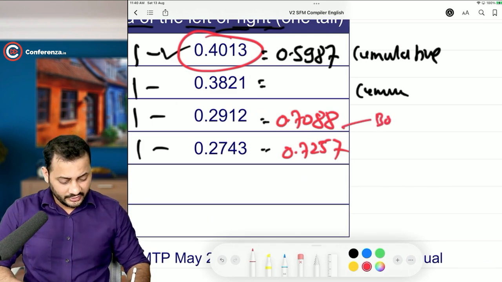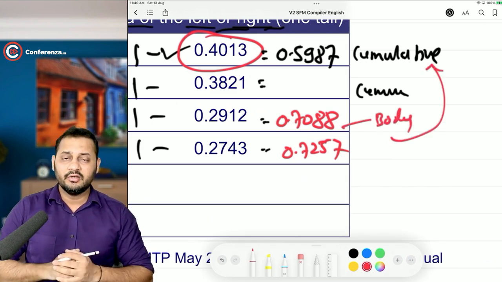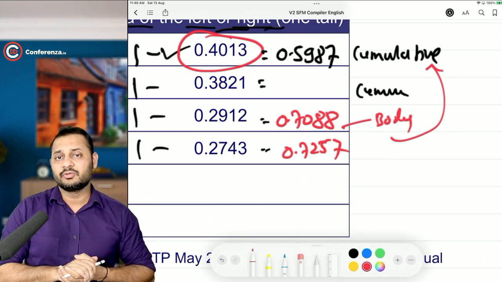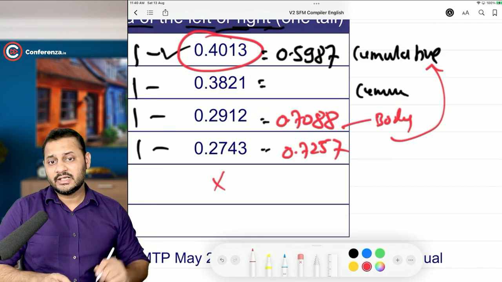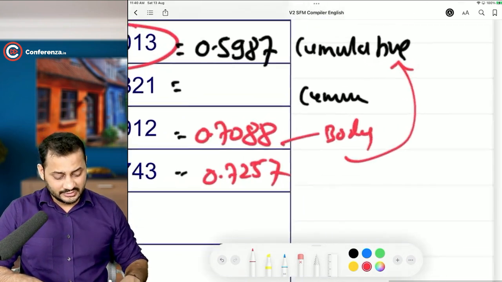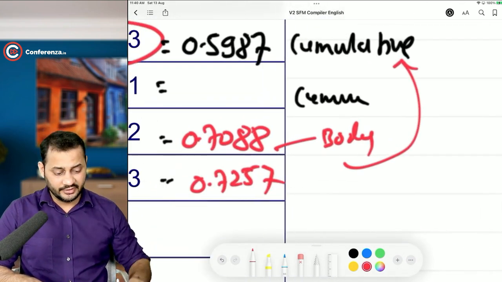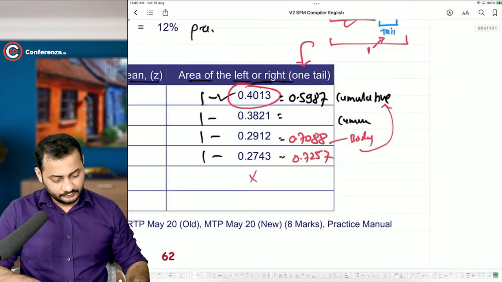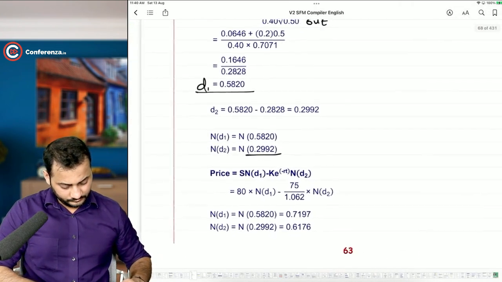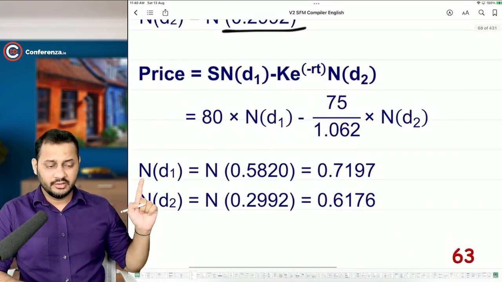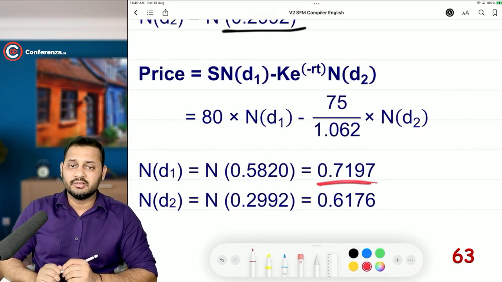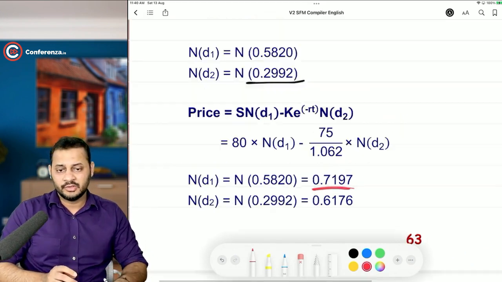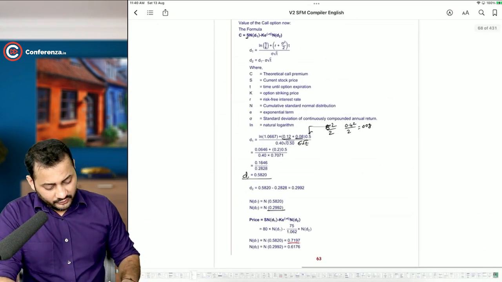These are the body values or the cumulative values that we normally keep in the Black-Scholes model. This is not what we use. So you will realize that when you interpolate this, the answer will come in between 70 and 72. Have a look. See, ND1 is 0.7197, sir. So it is between that. These are the cumulative values. Okay, sir, that is what I wanted to tell you.